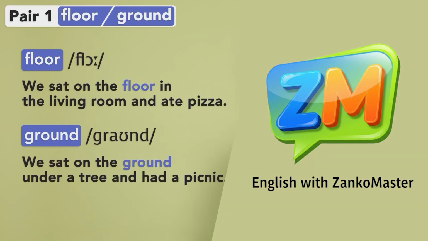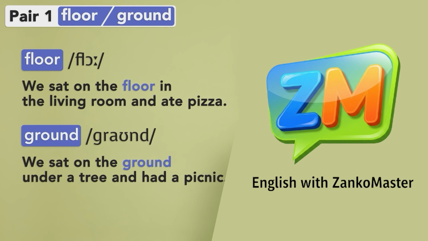Pair number 1, the floor versus the ground. Let's clear any confusion once and for all. The floor refers to the flat surface of a room that people can stand or walk on. It is usually inside. The ground refers to the surface of the earth outside. It might be soil, concrete, grass, and so on. Floor, generally inside, ground, generally outside.